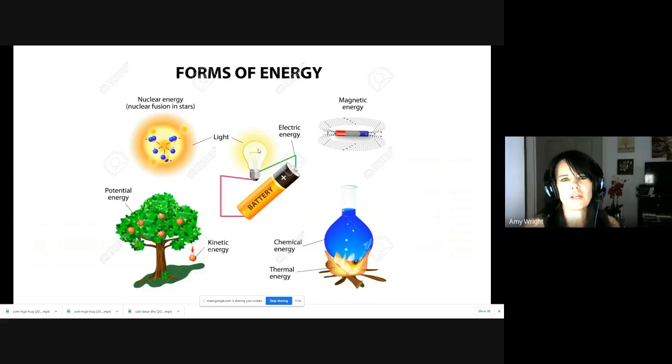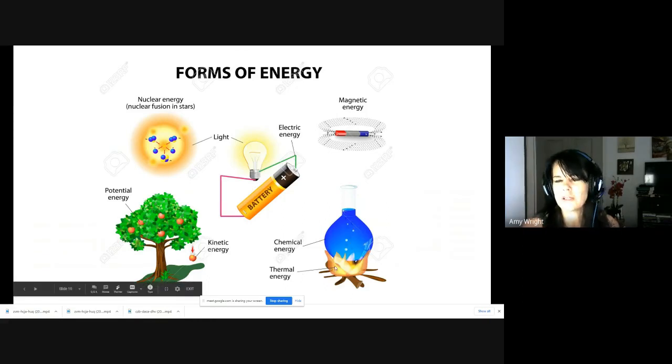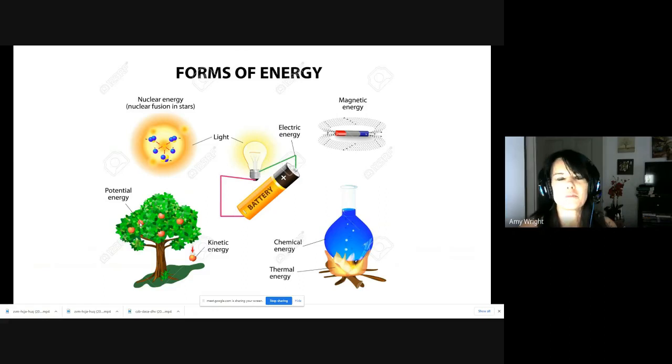Light, we have electrical energy here in this light bulb. Technically, this is also chemical energy because of the chemical transactions going on here inside the batteries, right? Magnetic energy we didn't go over, but I think that's pretty intuitive. Chemical energy, you have a beaker here with some kind of chemical. That's chemical energy. Thermal energy, remember I said replace it with heat. And then we have kinetic energy, which is this apple in motion dropping from the tree, and potential energy is just this apple sitting there before it falls.